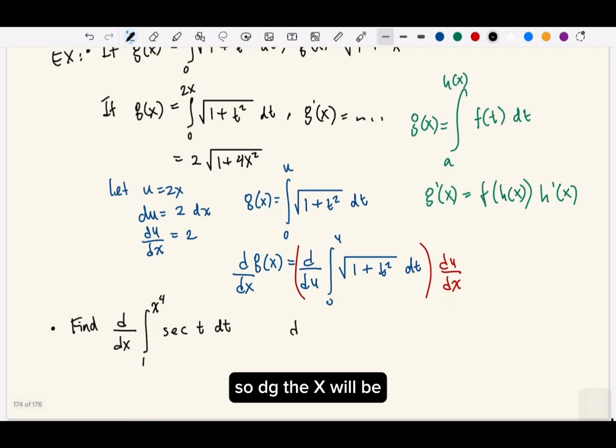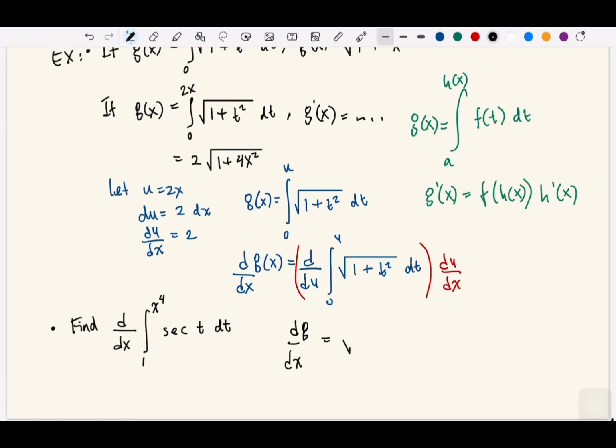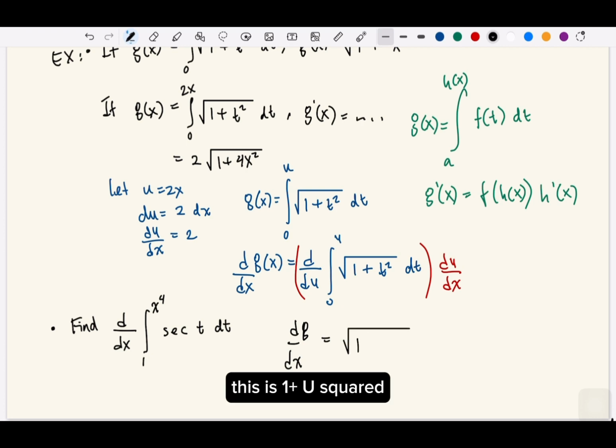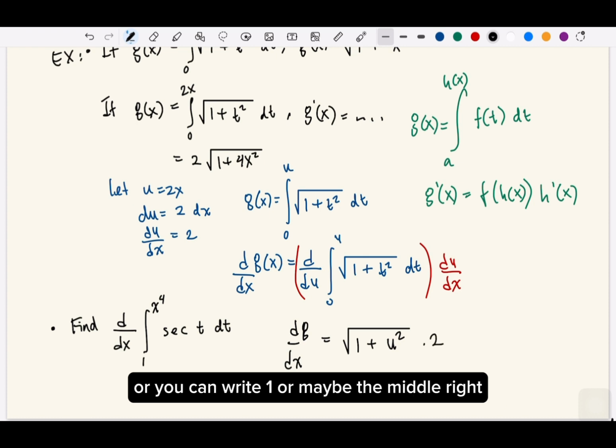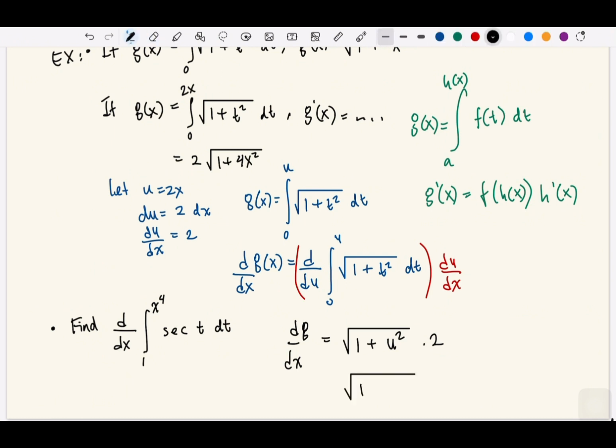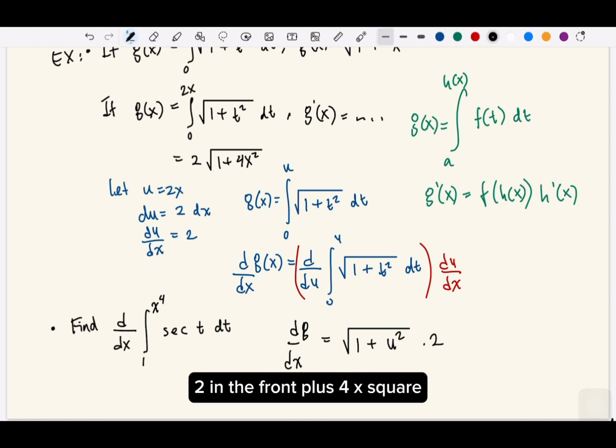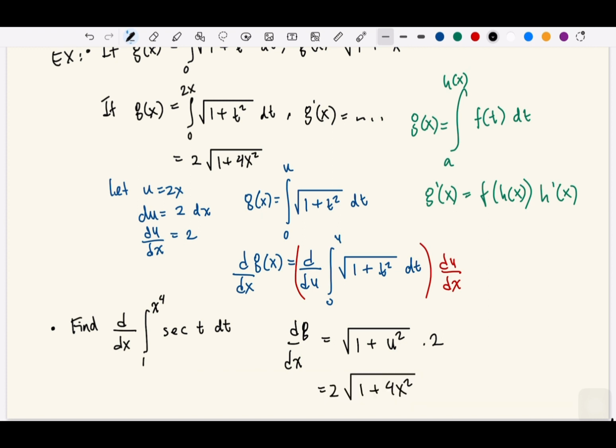So dg/dx will be 1 plus u squared, times du/dx, which is 2. And u squared is basically (2x) squared, or maybe let me write 2 in the front, plus 4x squared. Or this is the g prime.